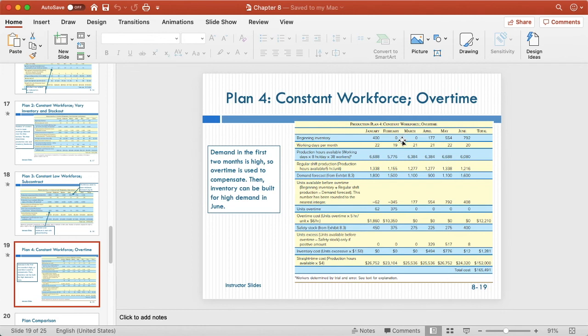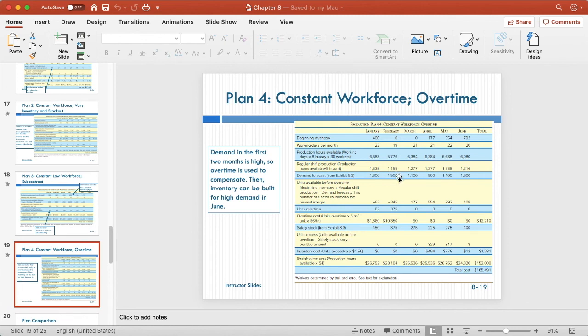And the working days per month is 19, based on 38 workers, right? In the same fashion, 19 times 8 hours per day times 38 workers is the production hours available. The production hours available divided by 5 gives the amount that you can produce in regular time. You can see that this is 1,155. You don't have beginning inventory. You can only produce 1,155 in this month, but you need 1,500.